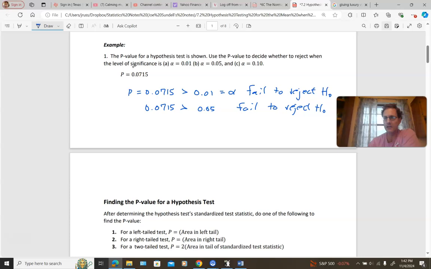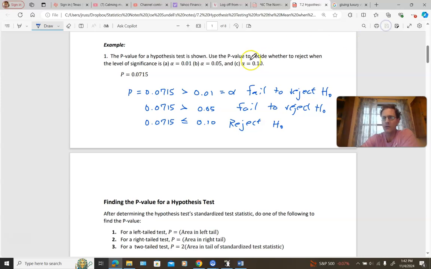Still fail to reject H naught, or null hypothesis. Now for part C, our p-value being 7.15% will actually be less than or equal to alpha, which in this case is 10%, okay? So in this case, we would reject H naught, or the null hypothesis.